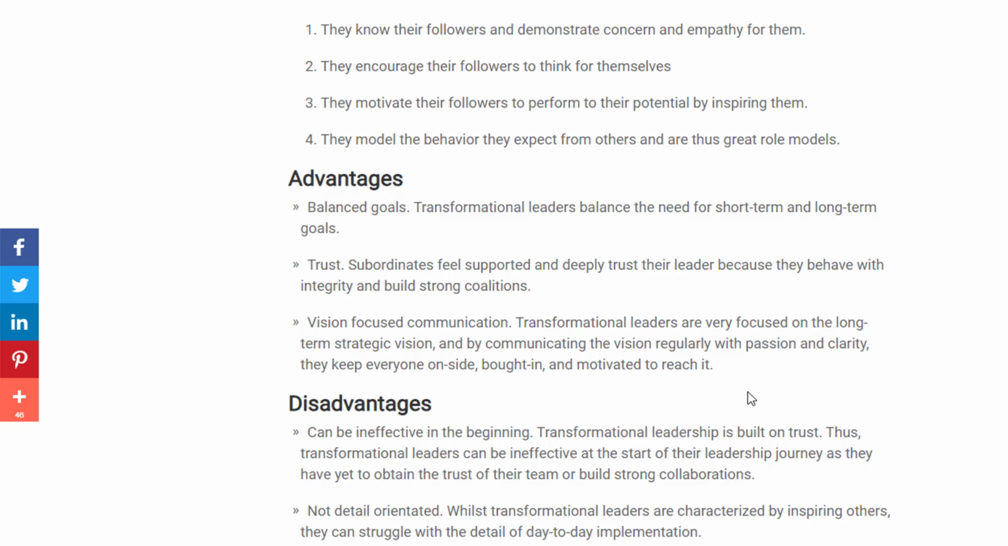So you can understand that you cannot readily trust somebody out of the blocks. So you have to build up trust. So that's why at first it might be ineffective, but later, as people see your goals, see your vision, start trusting you, you become more effective.